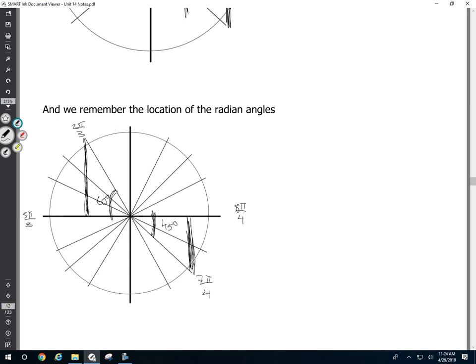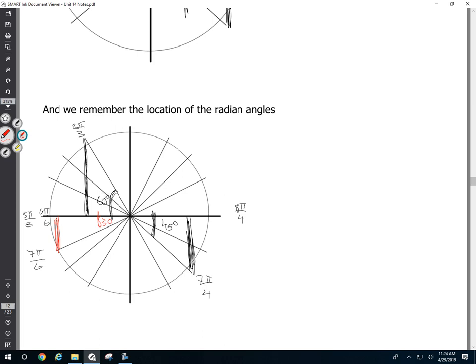If I look at 7 pi over 6, I know where 6 pi over 6 is. I add a pi over 6. That must be right here. What angle is created if I have a pi over 6? 30. So this angle right here is 30. And if I threw a line here, I could see I got a 30, 60, 90 triangle. Okay.